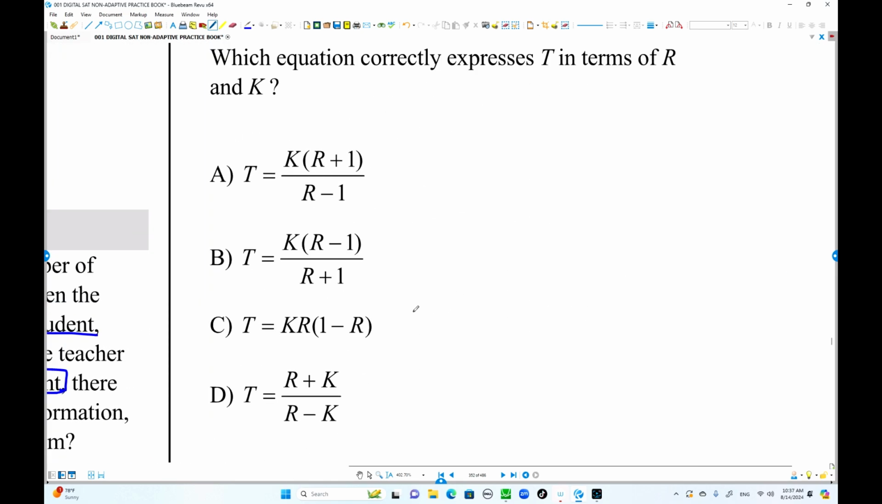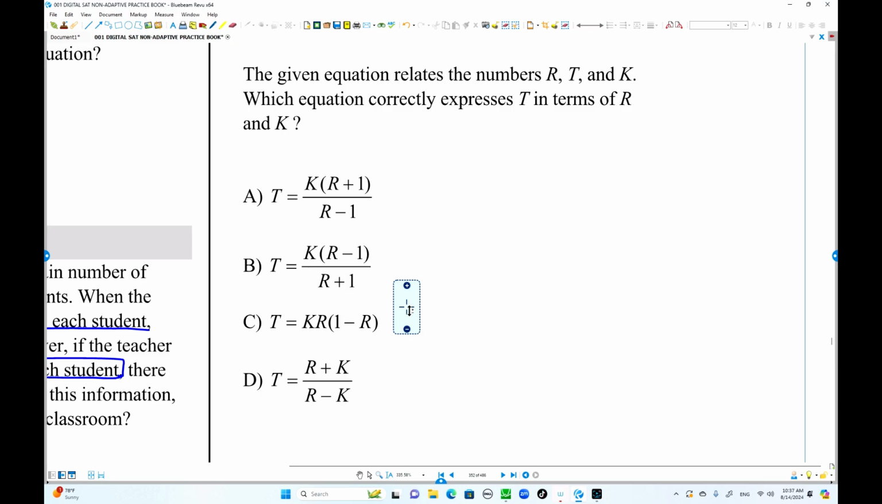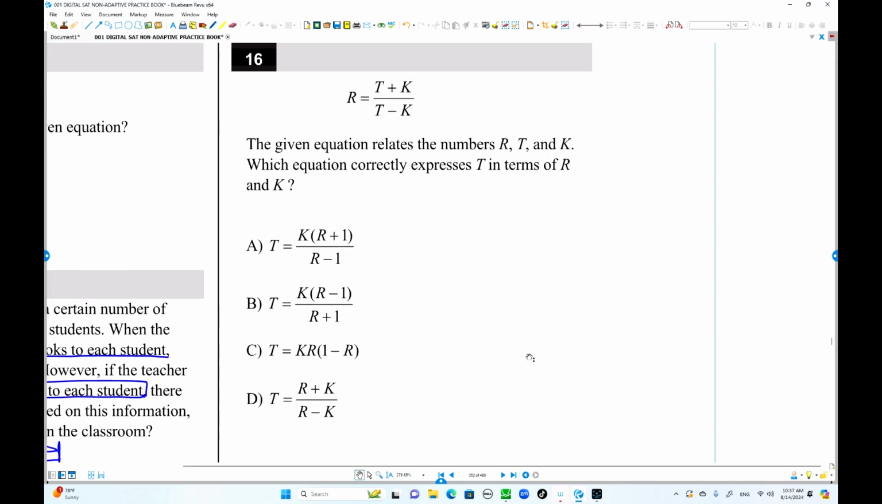Here is number 16. Yeah. That's the formula, right? We're going to express the letter T in terms of other letters. Okay, that is a literal equation. Okay, all right. So where is T? T is here and down over here. We're going to combine these two T, right? So times T minus K on both sides. So R times T minus R times K equals T plus K, isn't it? You have a T, K over here. We need a T, right? T over here. Another T over here.